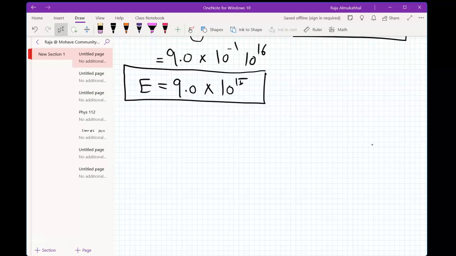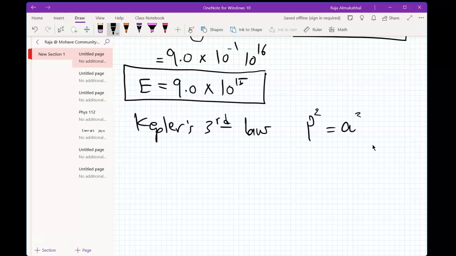For example, later on in the course, you're going to deal with something called Kepler's laws, and that is something called Kepler's third law. I don't want to explain it now. I just want to deal with the formula itself. We will learn all about it later. It's a mathematical law, and it basically says P squared equals A cubed, okay?